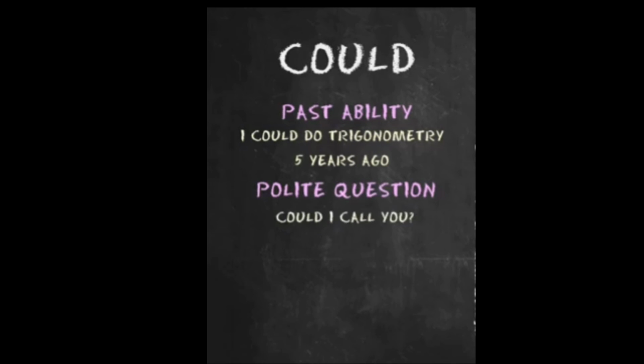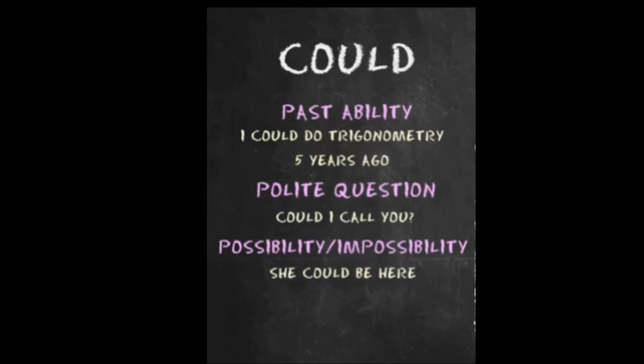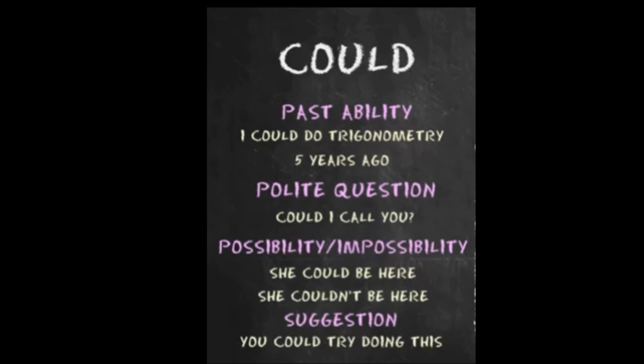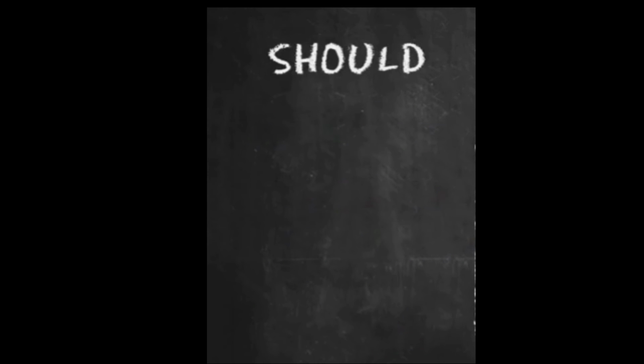Could, on the other hand, can show past ability. I could do trigonometry 5 years ago. It can also be used to ask a polite question. Could I call you? It can also be used to show possibility and impossibility. She could be here or she couldn't be here. And it can also be used to make a suggestion. You could try doing this.